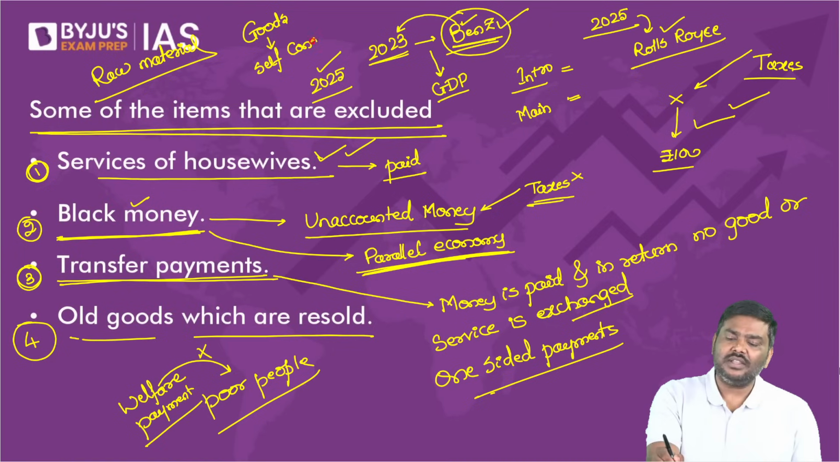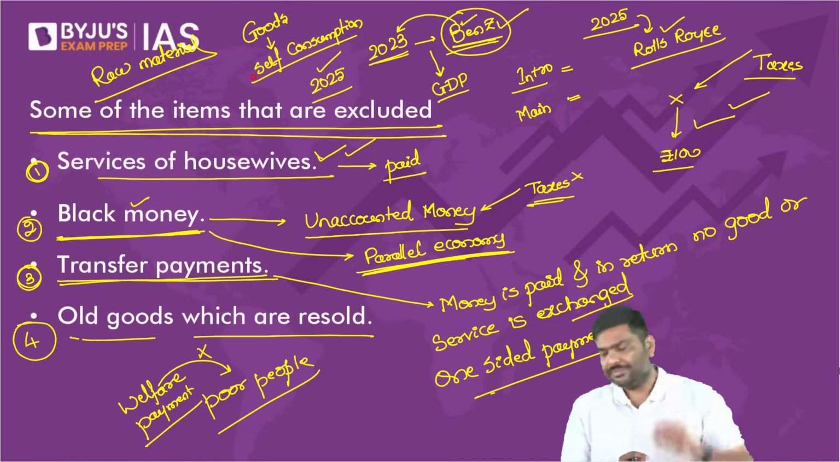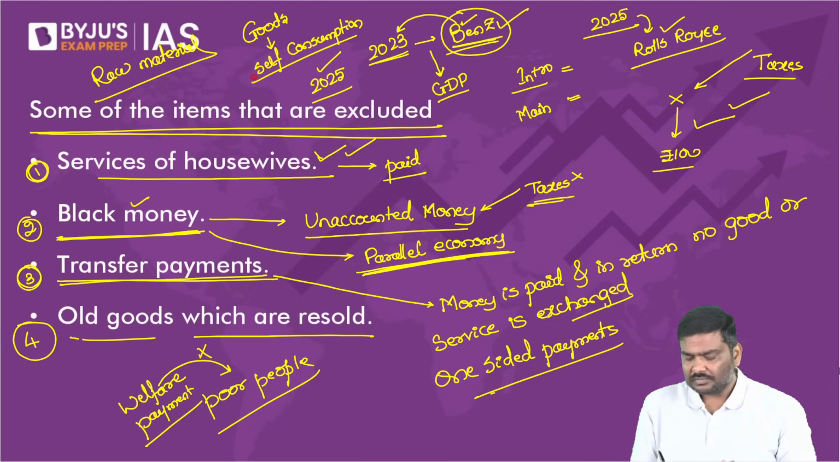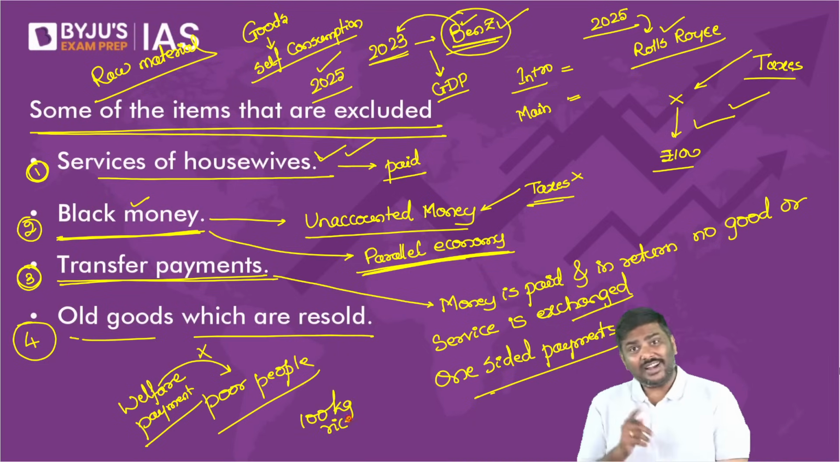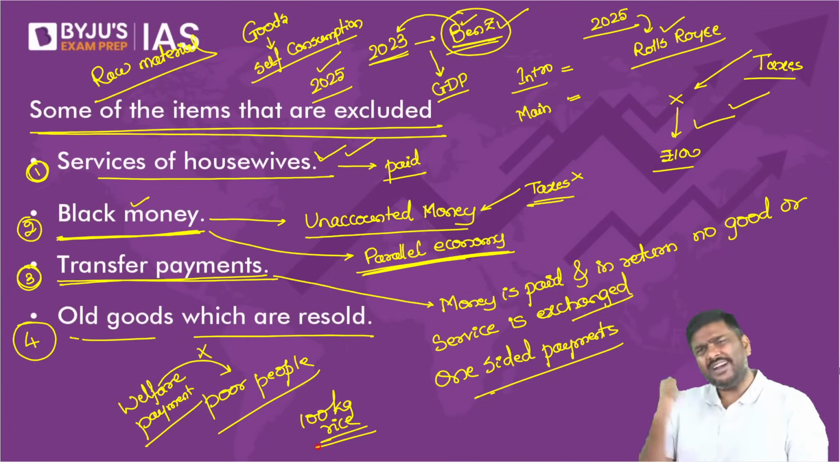Specifically, have a look at this. The best example for this is a farmer. A farmer will produce, let's say, 100 kg of rice. I'll take a very simple example. Do you think the farmer will sell all the 100 kg of rice in the market?